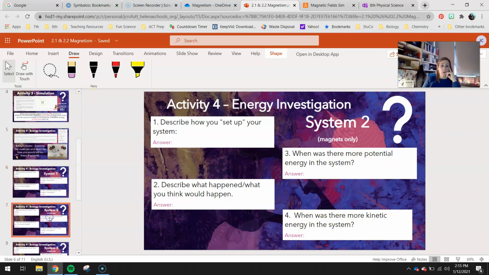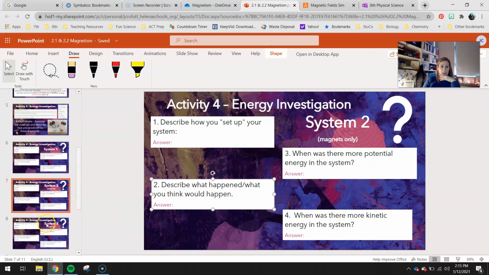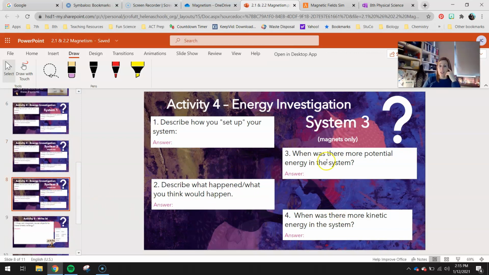Once you have built that, you'll move on to your second and third systems, which use only magnets. And again, describe how you would set up your system, or if you're in class, how you did set up your system, and what do you think happened or what happened? And then when was there more potential and when was there more kinetic? Do that again for the third one. Set up your magnets differently this time.